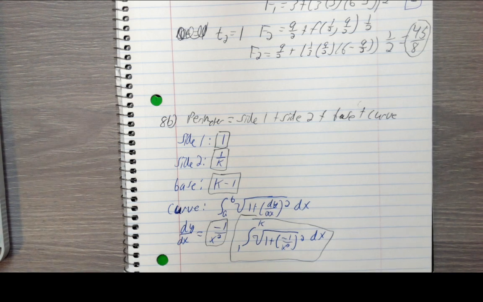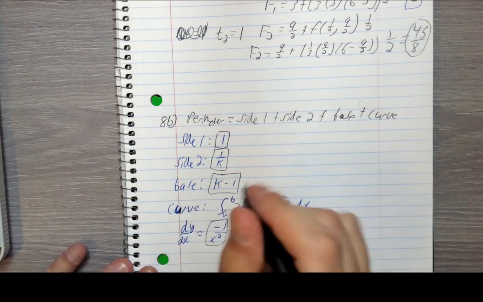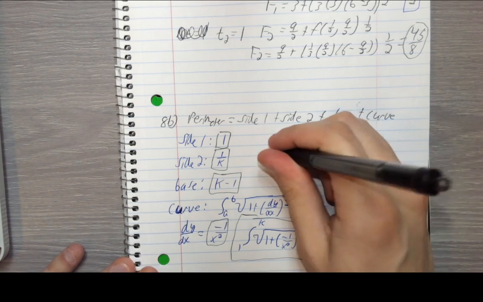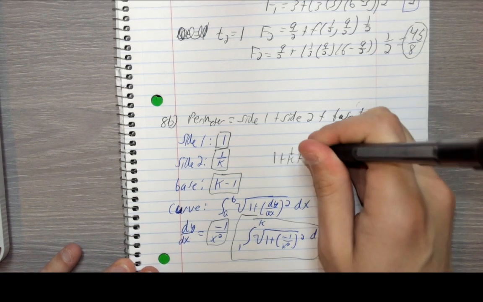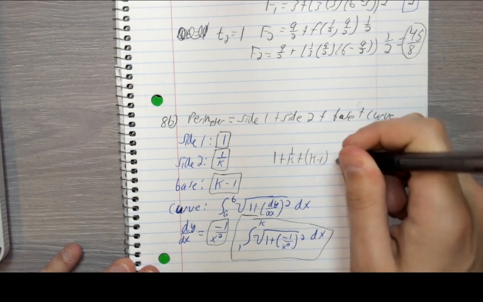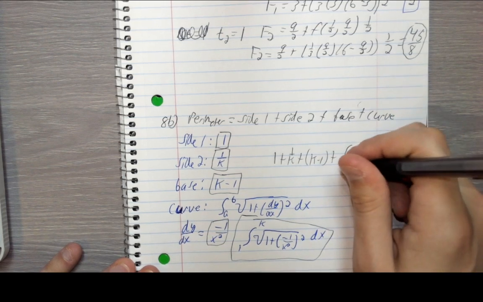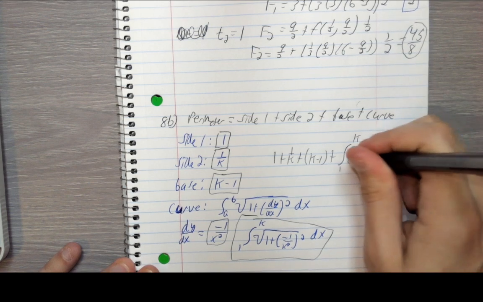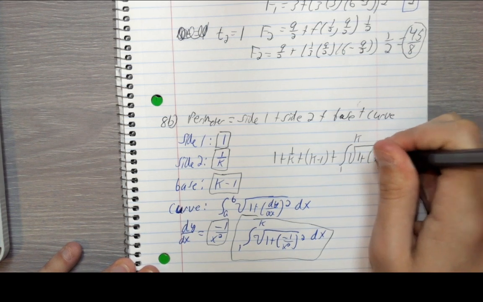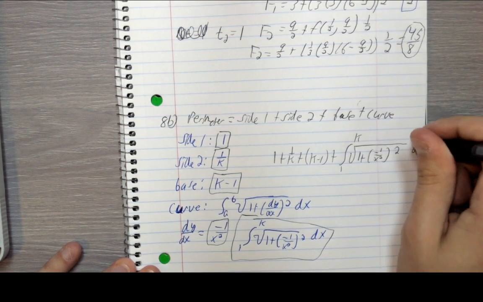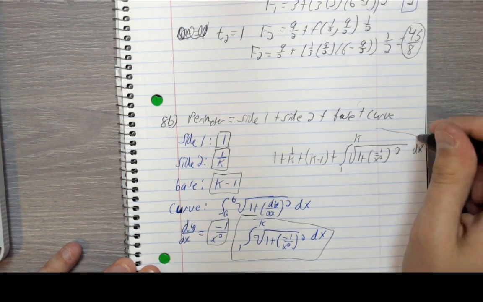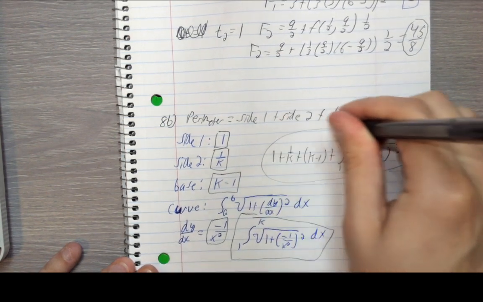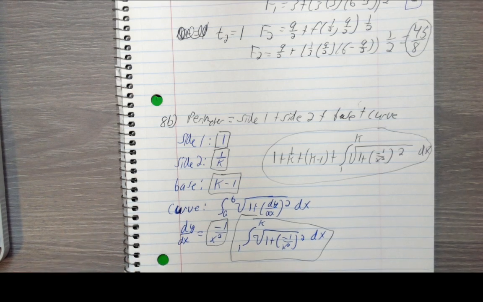Alright, so I'm pretty much here. Last thing I need to do then is just put it all together. So my perimeter is going to be represented by 1 plus 1 over k plus the quantity k minus 1 plus the integral from 1 to k of the square root of 1 plus negative 1 over x squared dx. And in that black circle there, that would be my final answer.